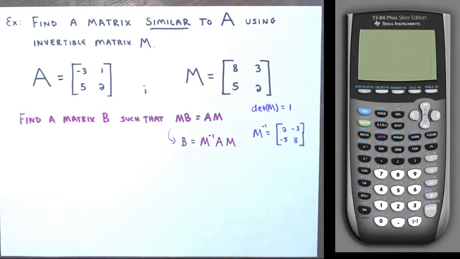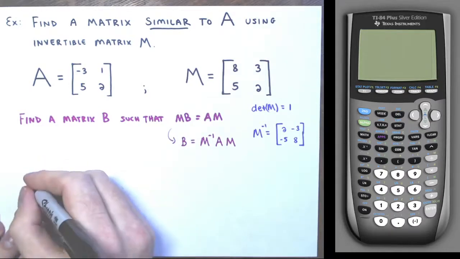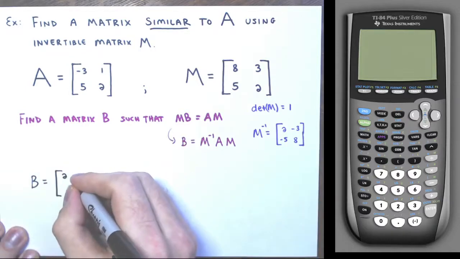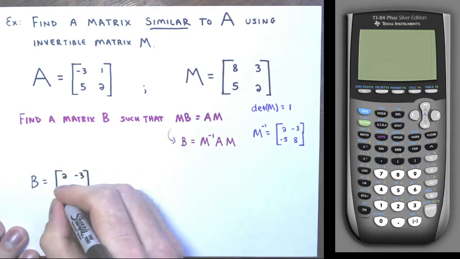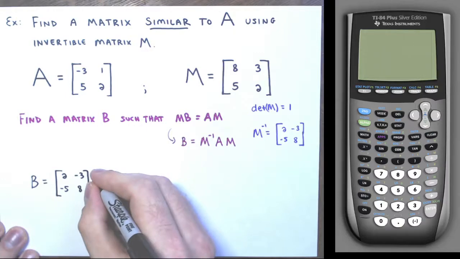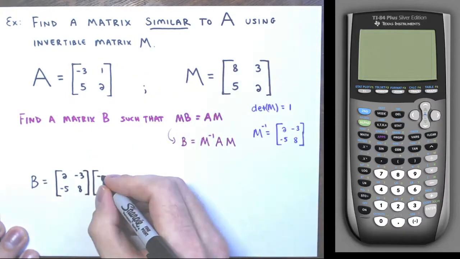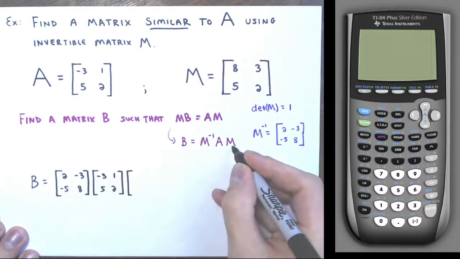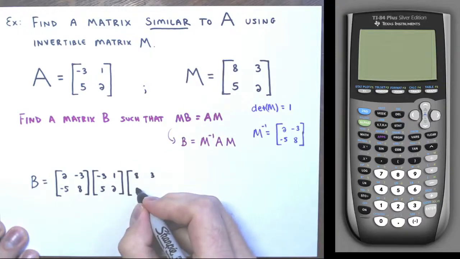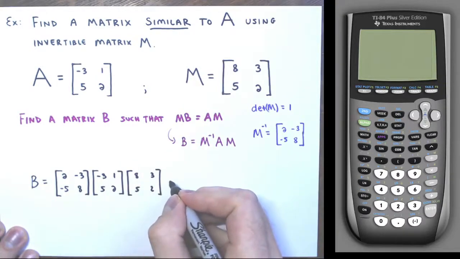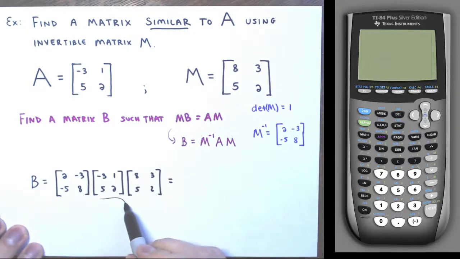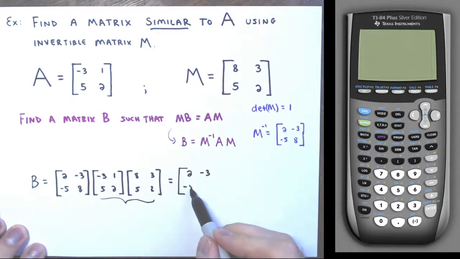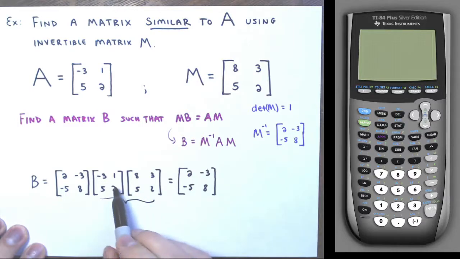So this matrix B I'm looking for then is M inverse, 2, -3, -5, and 8, multiplied by A, the matrix I was given, negative 3, 1, 5, 2, times M, the one given there, 8, 3, 5, 2. All right, so I multiply these. Now I'll do these two first. So here's M inverse, and then I take A times M.